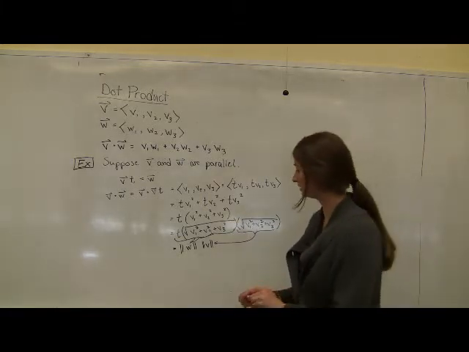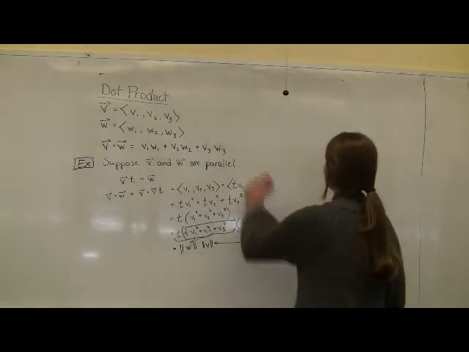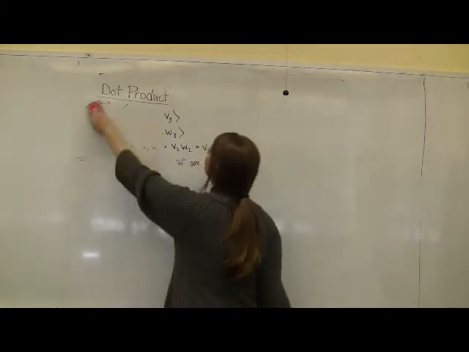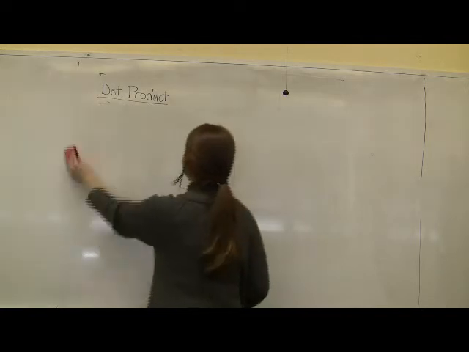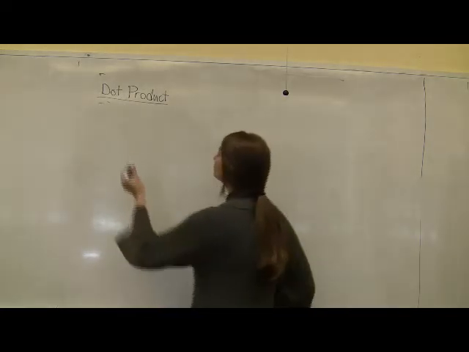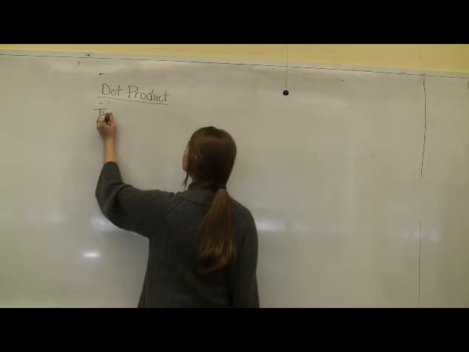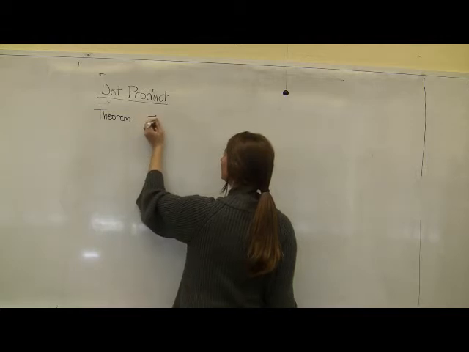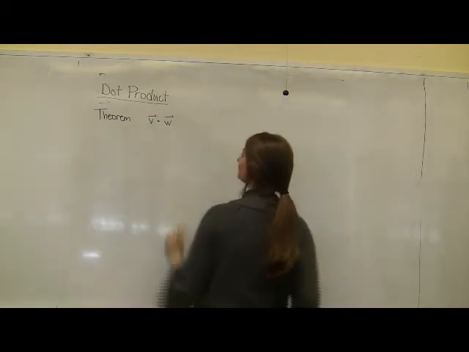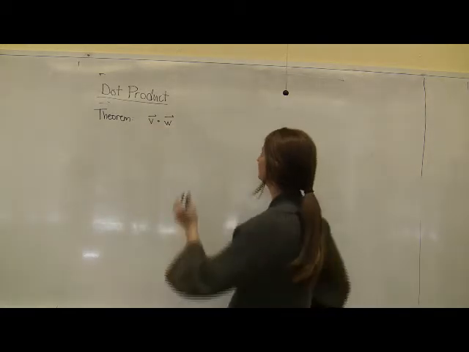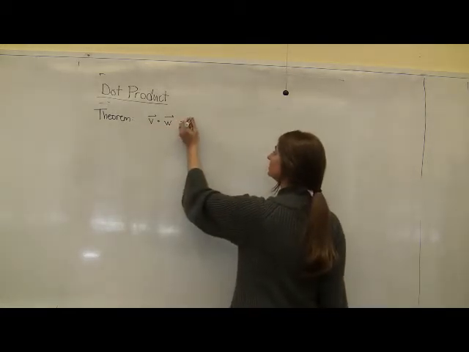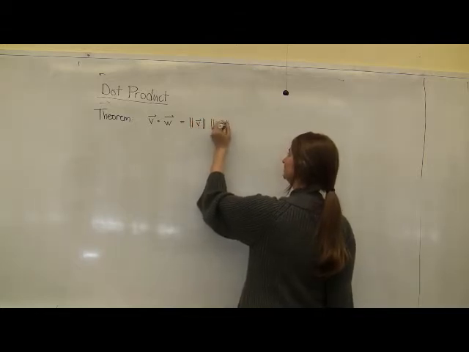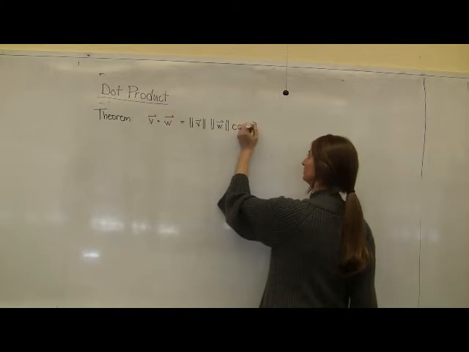What is the geometry in general? This gets to our next theorem. Theorem: the dot product of a vector v dotted with a vector w is going to be exactly equal to the magnitude of the vector v times the magnitude of the vector w times the cosine of the angle between them.